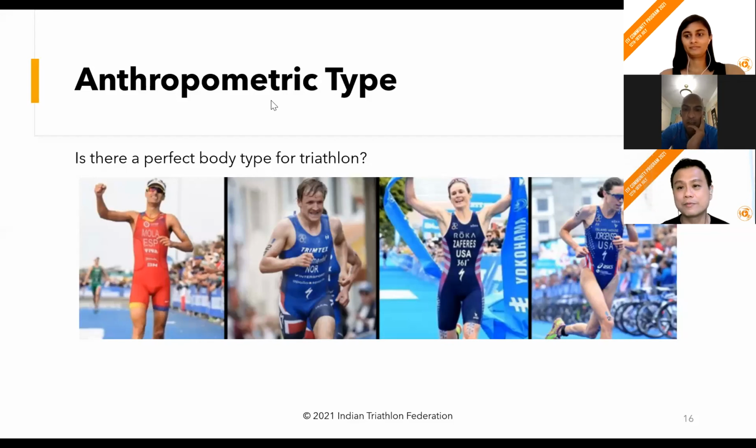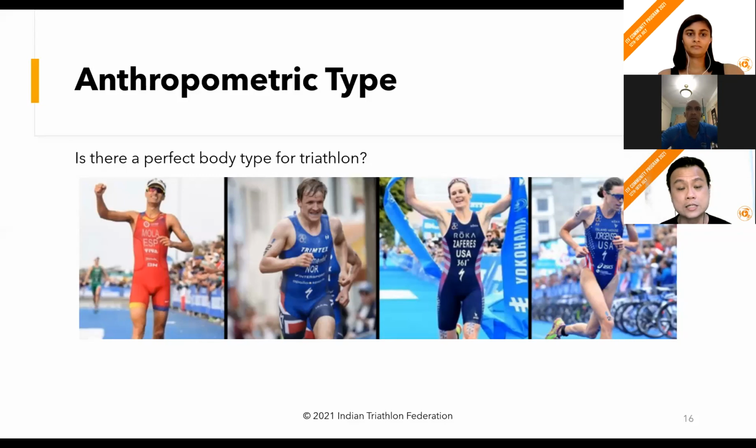Okay, so some of you might recognize them, some of you might not, over the last couple of days. So we have two men and two women here. I'm going to go from left to right. Left is Mario Mola from Spain, and then we have Christian Blummenfelt from Norway. So these are the two guys who physically look very different. Mola is very small build, but he's pretty tall. Not basketball tall, but he's fairly tall.